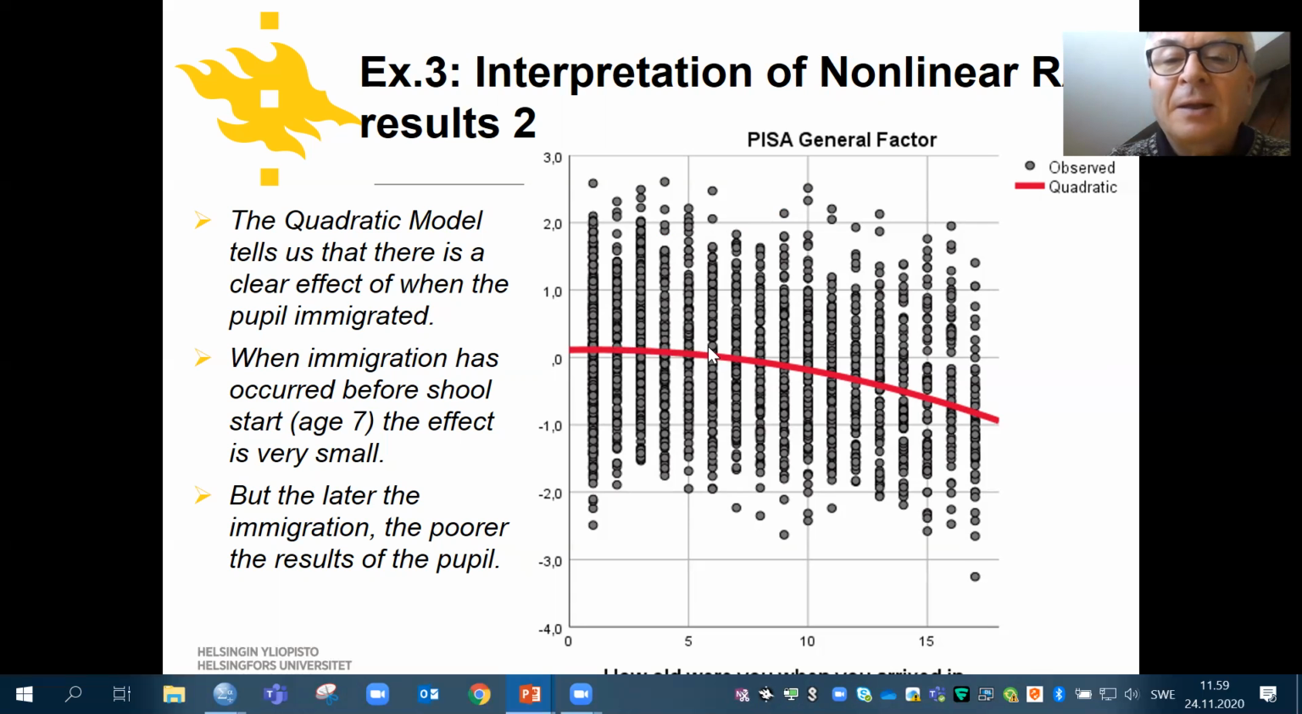But if the kids arrive after school has started, then the later they come, the worse the results are. And here already we are close to a difference that is of the size of 1 standard deviation. So that's a big difference. It would make a difference in even individual students' lives.